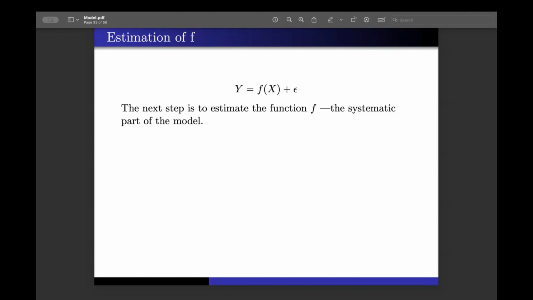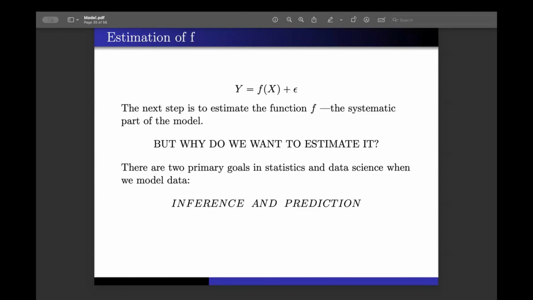Looking at the equation y equals f of x plus e, we know that x and y are related to each other. But how are they related to each other? It is still unknown to us. So now our goal is to estimate this function f, the systematic part of the model. But now the question is, why do we want to estimate it? Why do we want to find the function f? There are two primary goals in statistics and data science when we model data: inference and prediction. Loosely speaking, what is inference? You are trying to infer something, you are trying to tell something. Prediction means you are trying to predict something, you are trying to find some value.